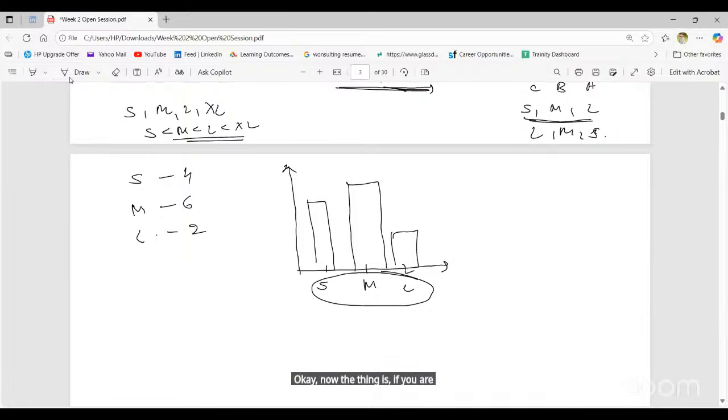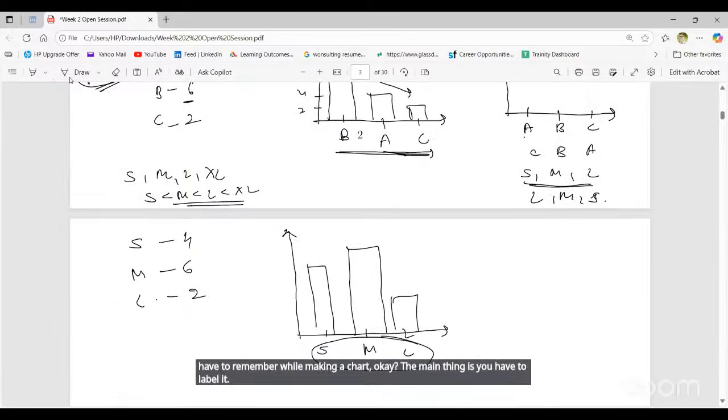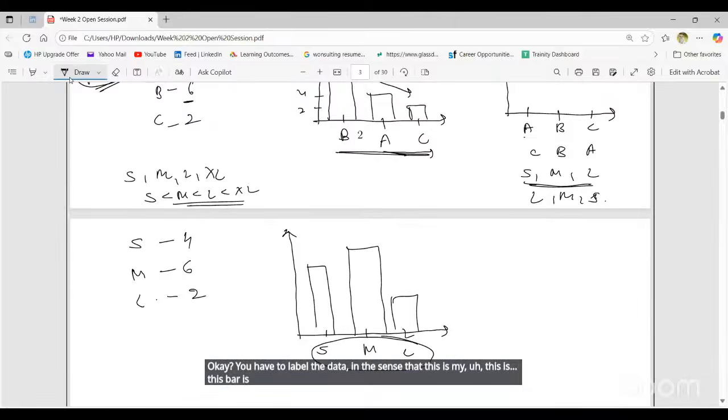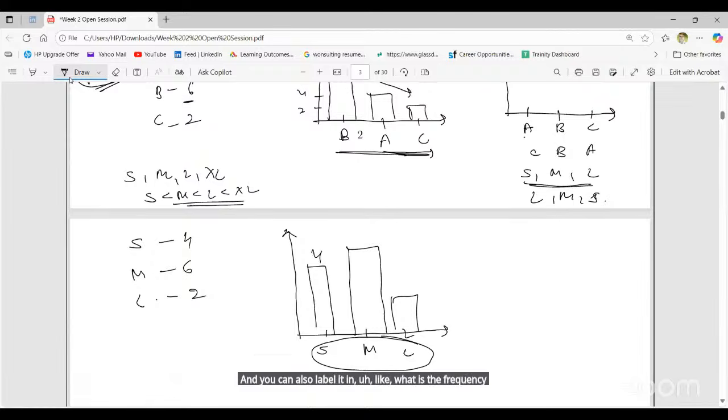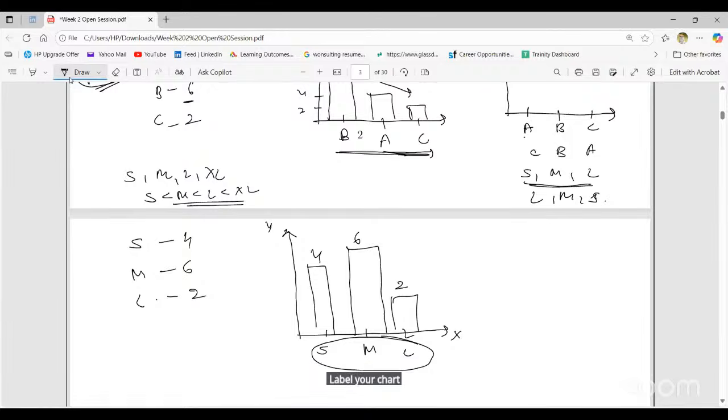There are some points you have to remember while making a chart. The main thing is you have to label it. You have to label the data in the sense that this bar represents small, this represents medium, this represents large. You can also label the frequency here: this is 4, 6, and 2. And you have to label the axes as well: this is the y-axis, this is the x-axis. What is the x-axis representing and what is the y-axis representing? Make sure you label your data and your chart. It is the same case in the pie chart as well. Is this clear? Yes, ma'am.